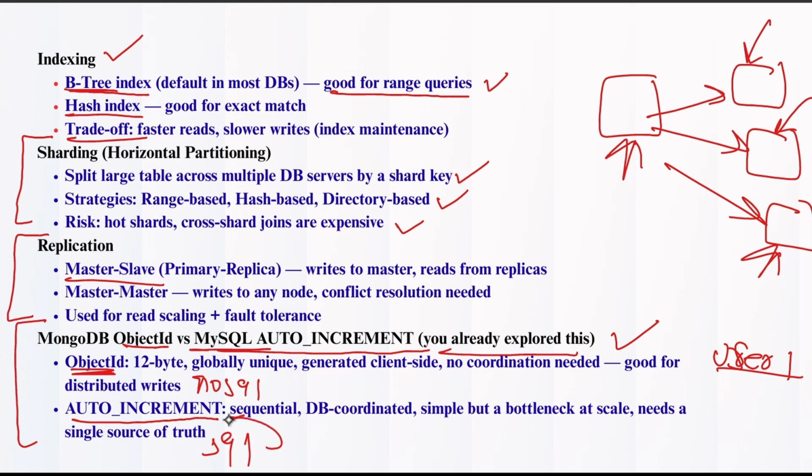We have something known as auto increment. As it is storing in the format of tables, we can have incremented values like 1, 2, 3 for user 1, user 2, like that. So this is known as auto increment.